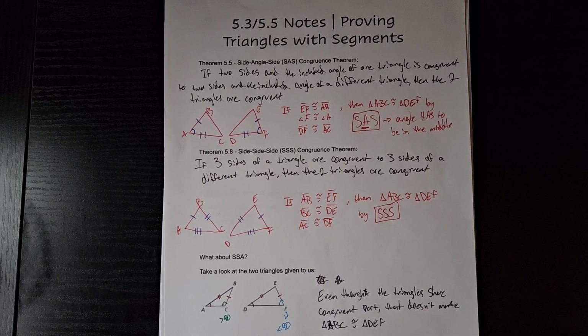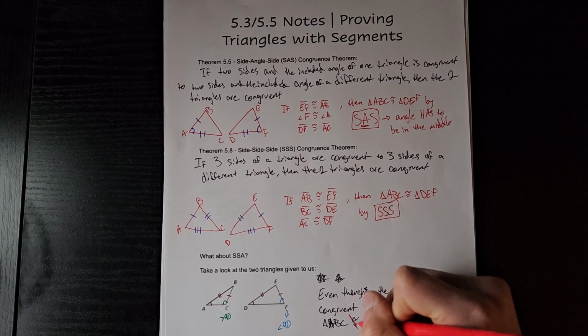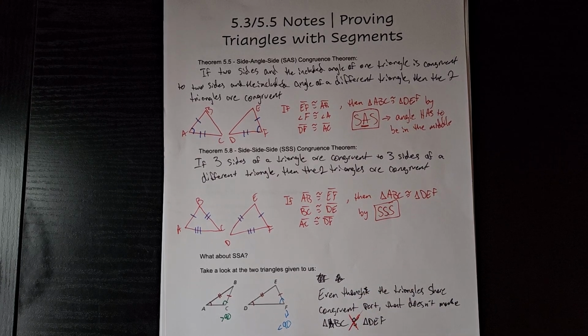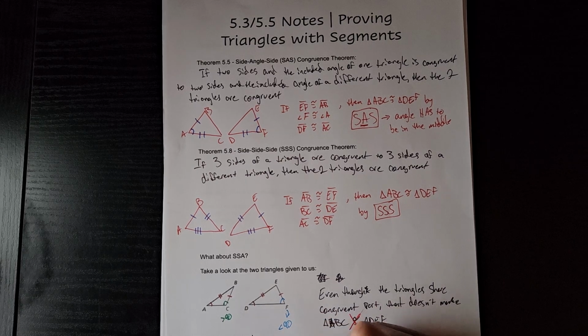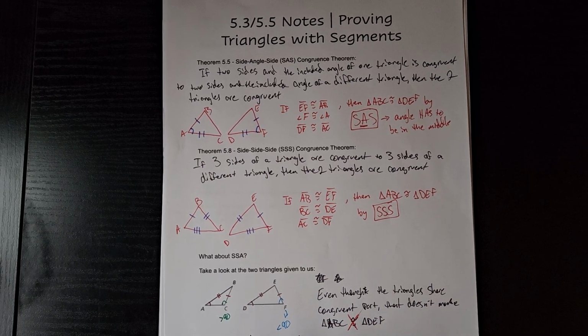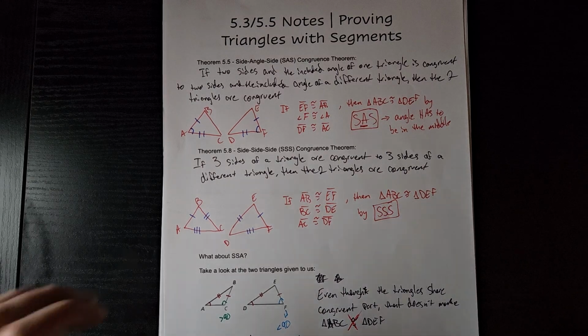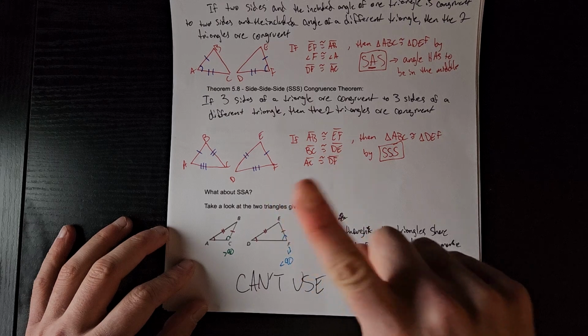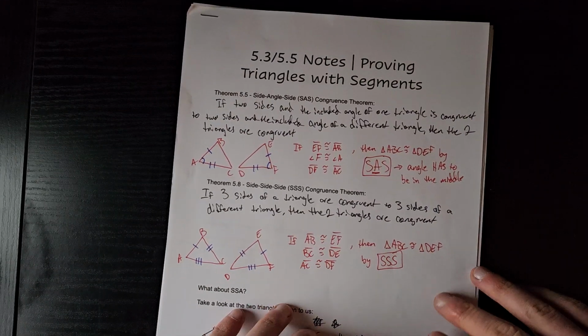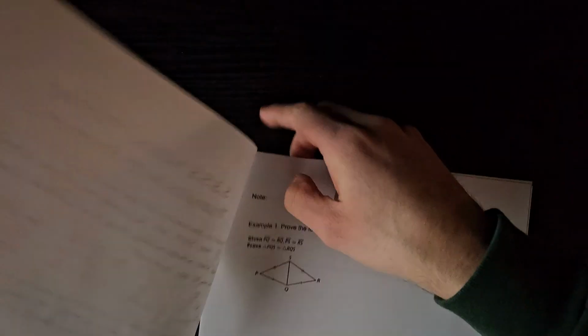And I'd put a big ol' X mark in between these two because you can't have that. You can't use SSS. You're not allowed. Not SSS. SSA. So I'd write down can't use SSA. Good. There you go. Can't use SSA. Not allowed. You cannot use SSA for proving triangle congruency.